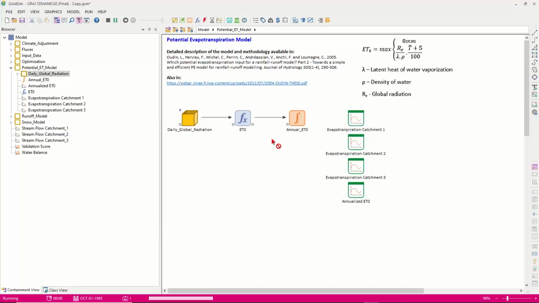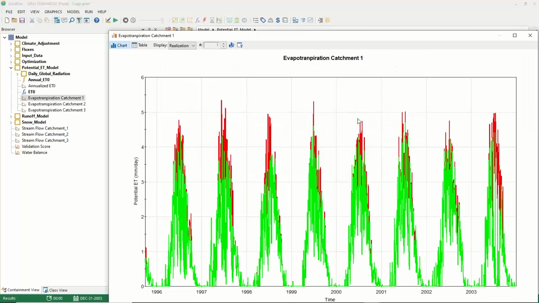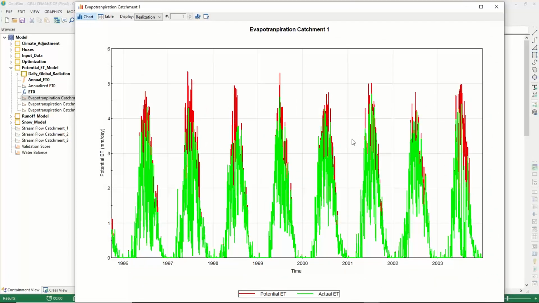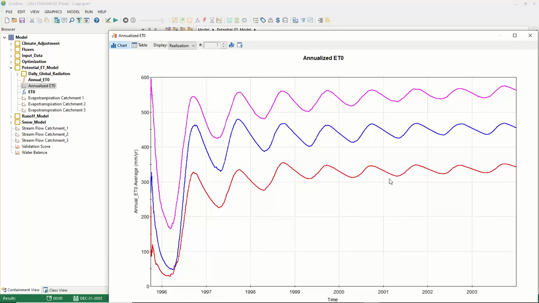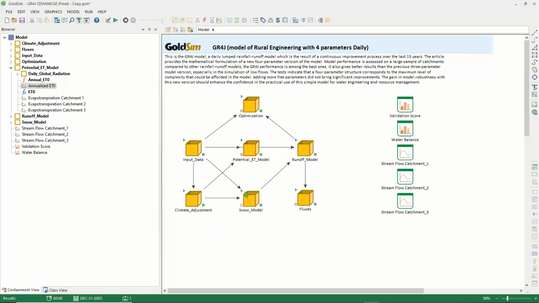I'm just going to run it quickly here. I've put the daily potential in red and your actual, which we'll see a bit later, in green. If you want to know your annualized ET0, I've put it, which is basically a moving average over the entire simulation. That big dip at the beginning is just because the model has not warmed up yet. But as you go in time, it's really getting flat, and for my catchment number 1, I have an average ET0 of 560-something millimeters per year. Moving to the snow model.